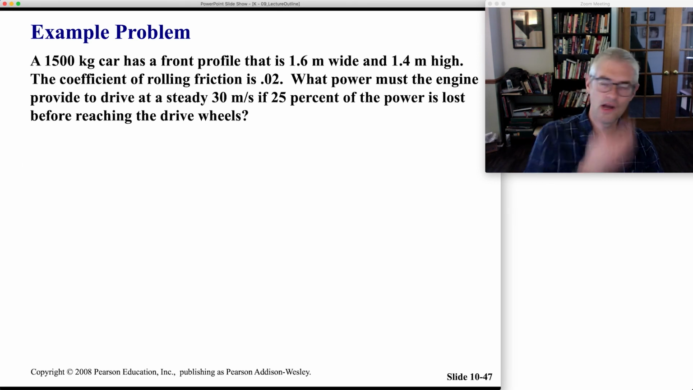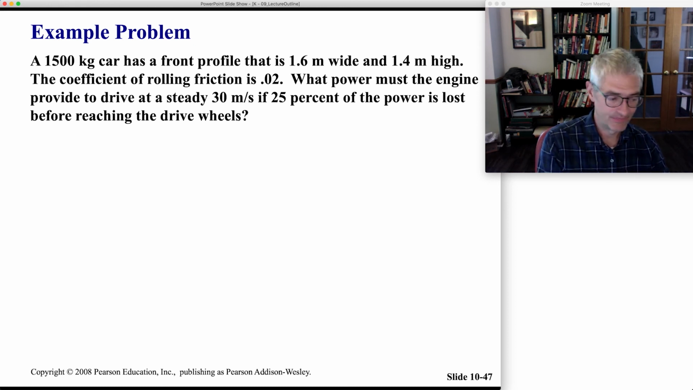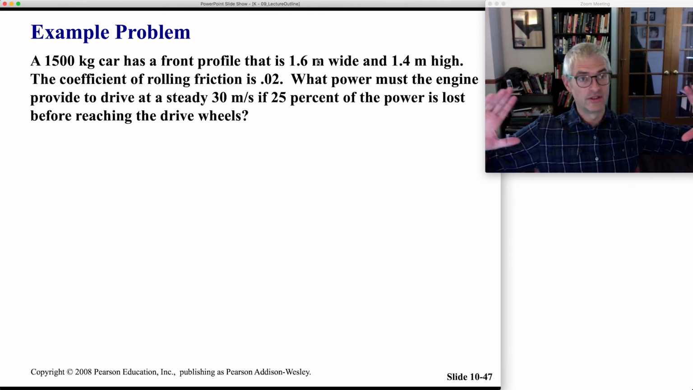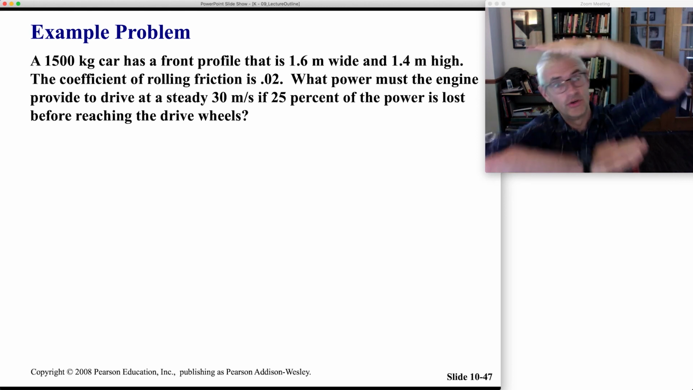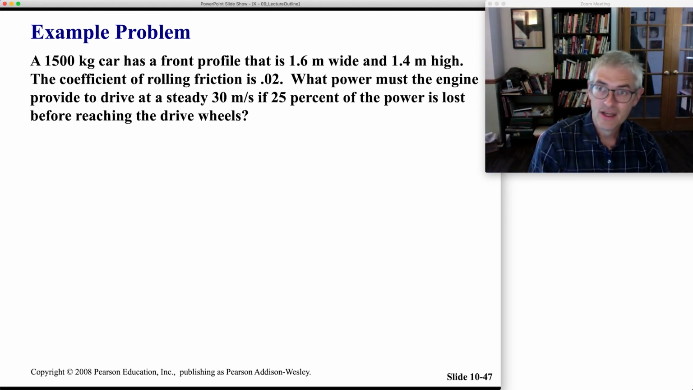All right. And here's another question that we're not going to do, but I'd like to pose it to you so you think about it. There's a 1,500 kilogram car, it's got a front profile, right? A length and a height, and it's trying to move this whole thing along the way. And there's some sort of coefficient of rolling friction that the car is having to fight. What power must the engine provide to drive at 30 meters per second if 25% of the power is lost before reaching the drive wheels? So you have a lot coming into play in this one. You could come up with a value of the friction that has to be overcome: coefficient times the normal force in that case.